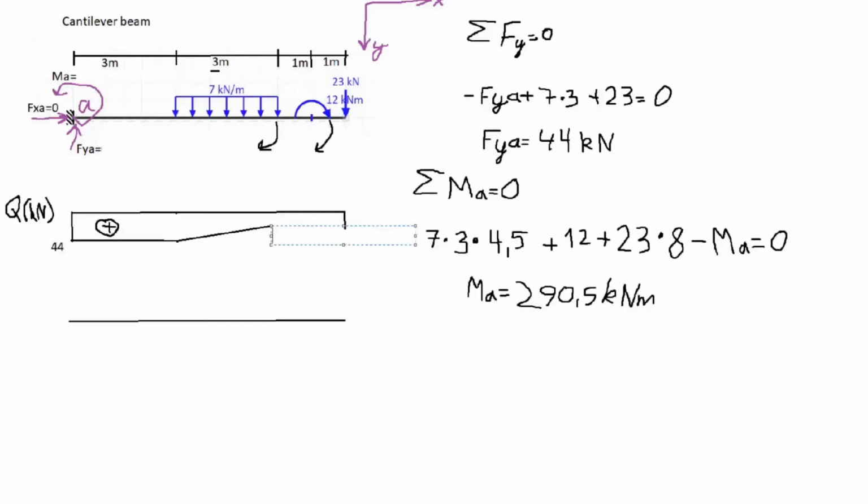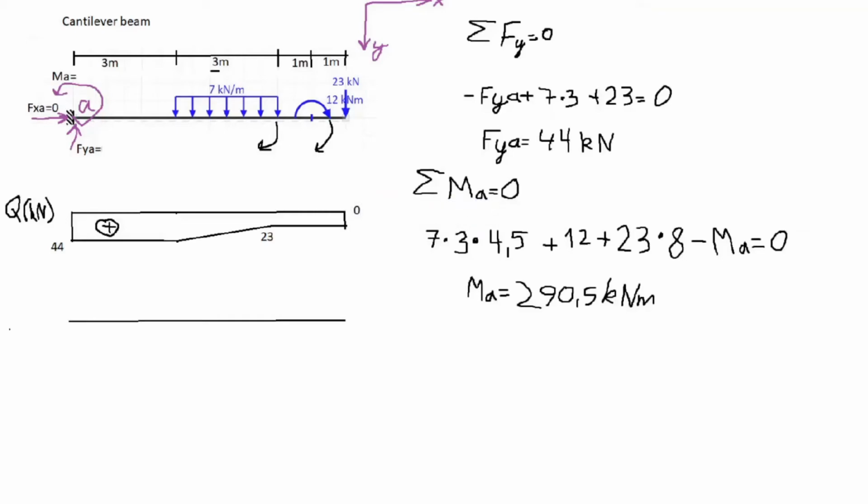And then we will have nothing until the final force of 23 kilonewtons. And we can also point out that 44 minus 7 times 3 is equal to 23, and the 23 kilonewton force right at the end of the beam is a positive force, which will create again negative shearing. So 23 minus 23 will give us 0.